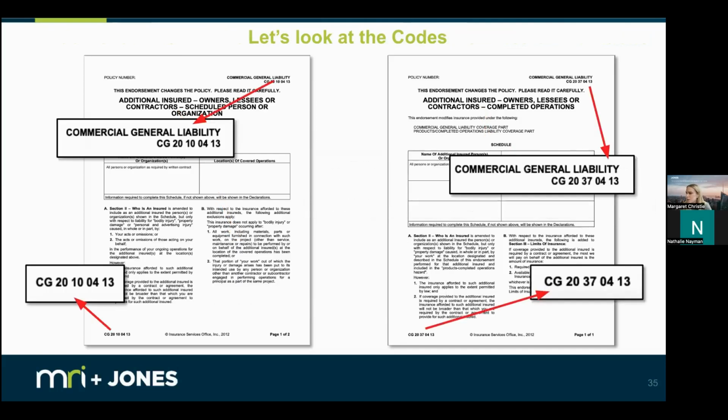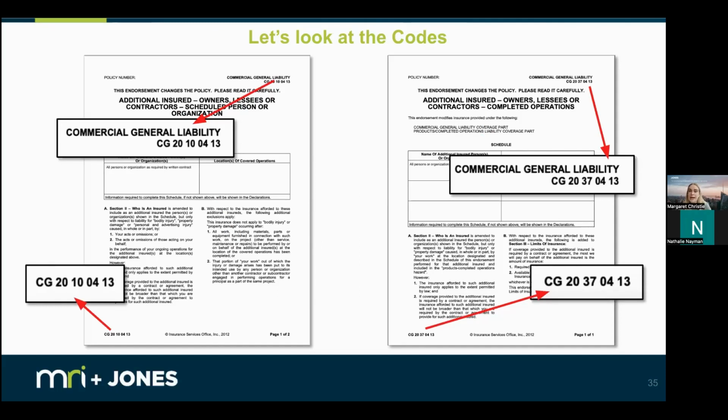And then we can see also that they have some codes that are a little bit different than the ones we saw before. Previously, we saw some Accord forms that said Accord 24 for a property insurance form, and Accord 25 for our classic certificate of liability insurance. In this case, these are ISO forms or Insurance Services Office forms. You can see it says at the bottom, and they have codes that are specific to this coverage. If you can see, it says a CG 2010 and a CG 2037. You will see also you have the 0413 after them. That is again the edition year of these forms.